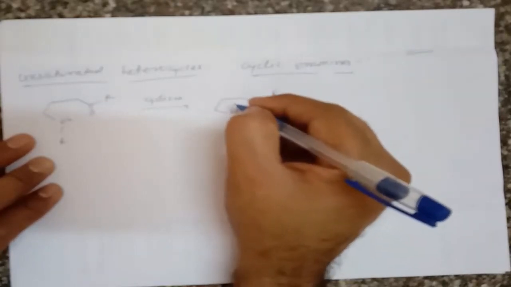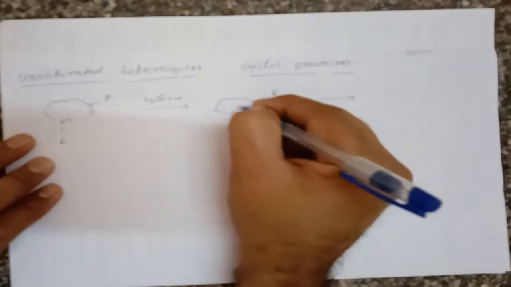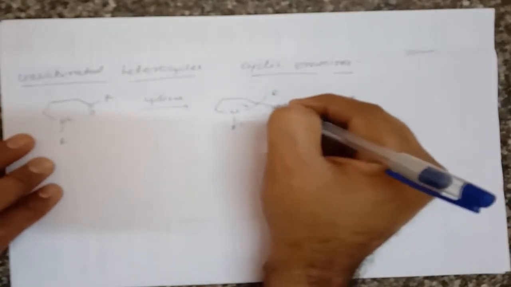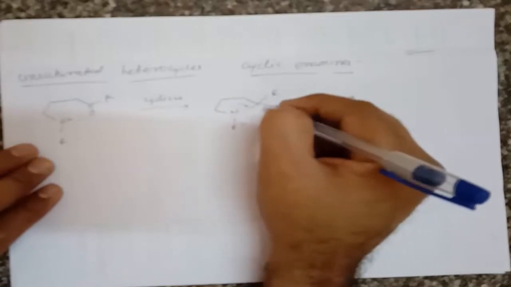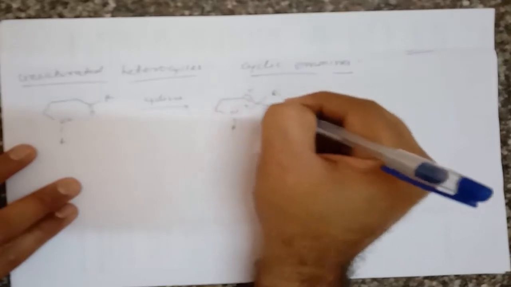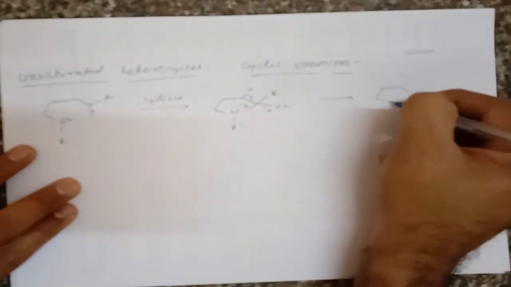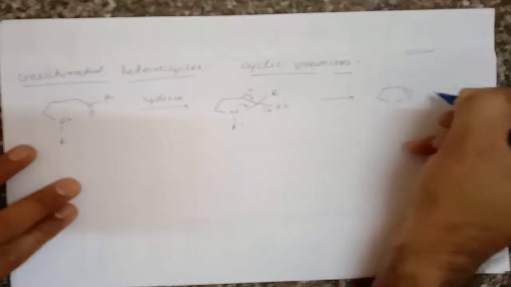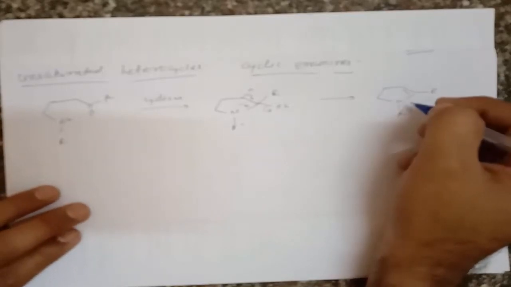And in the second step, there is a lone pair available on this nitrogen. Either this molecule is removed and it gives formation of an imine, but we know that enamines are more stable as compared to imines. That means what it gives? It gives formation of a molecule that is called an enamine, right? So this is called an enamine.